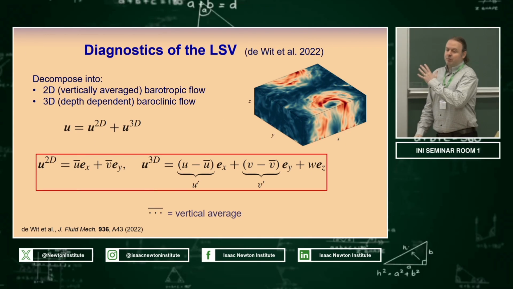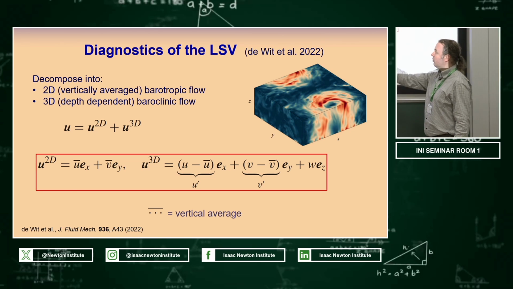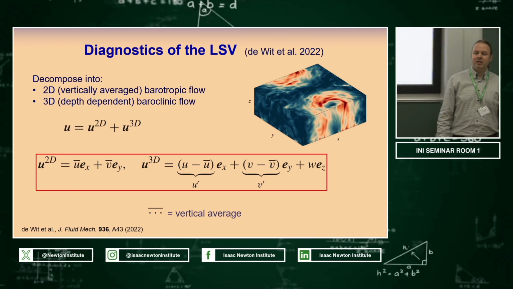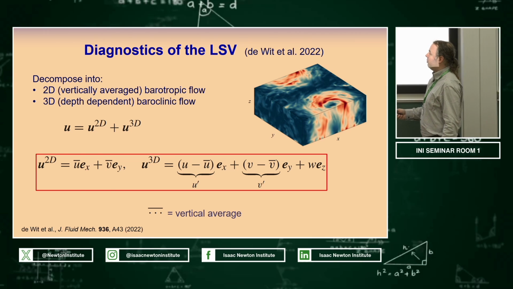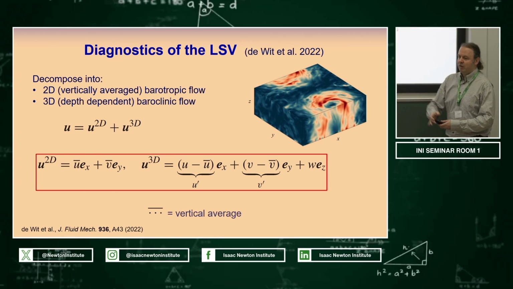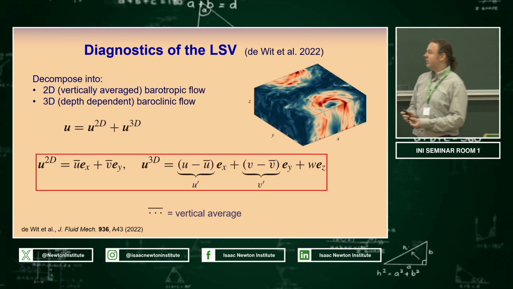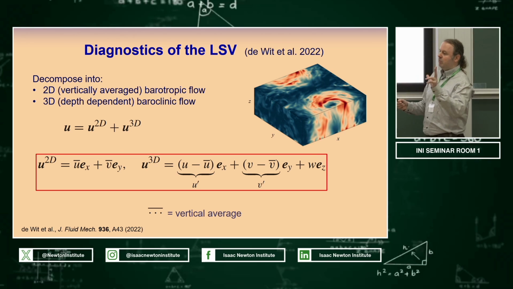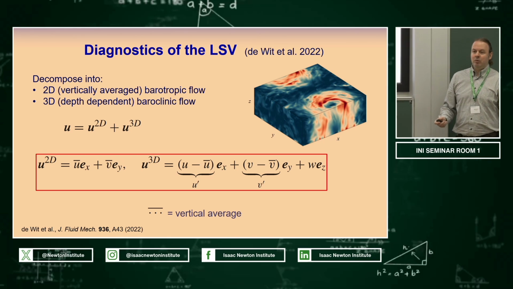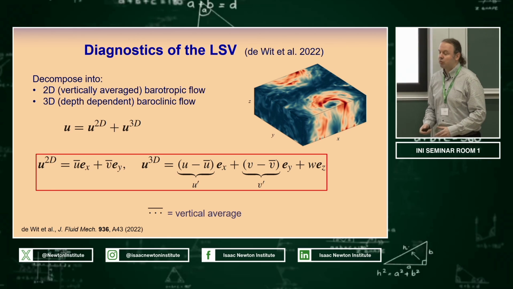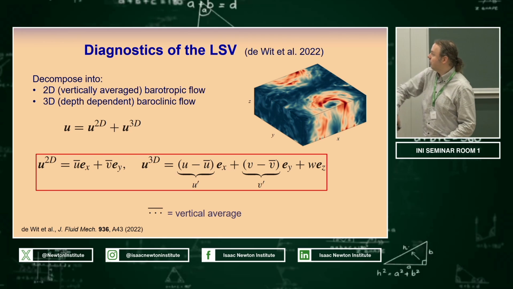So to get some quantitative information, we did this 2D, 3D decomposition that was also introduced by the previous speaker. What do we mean by 2D? It means that we will take a vertical average of an instantaneous flow field, and this will be our 2D component. The remainder is what we name the 3D fluctuating state, let's say, around the dominant 2D structure.